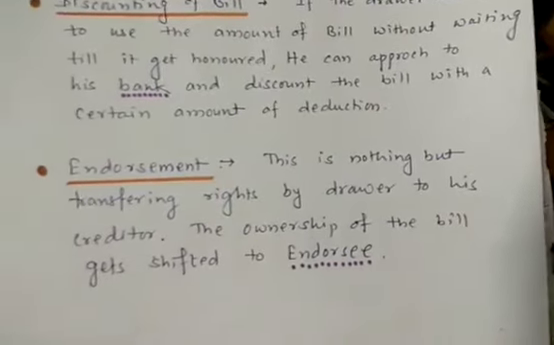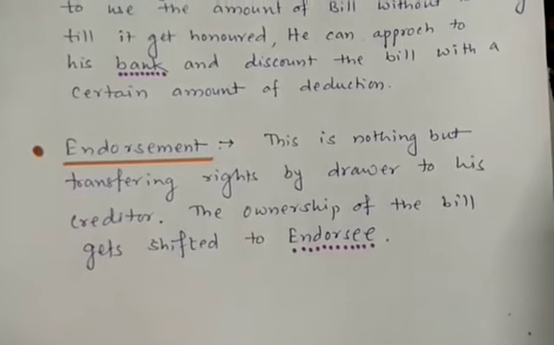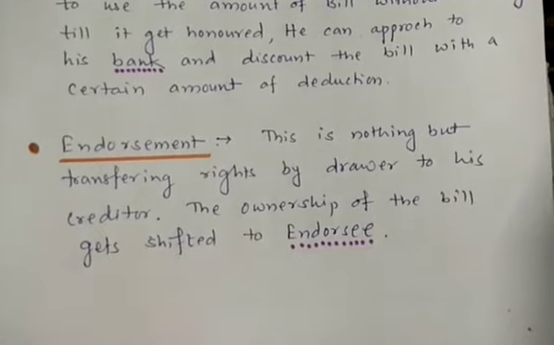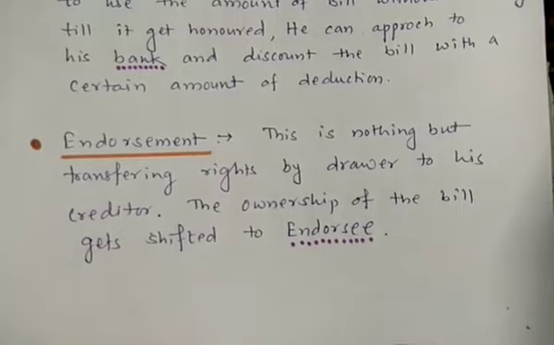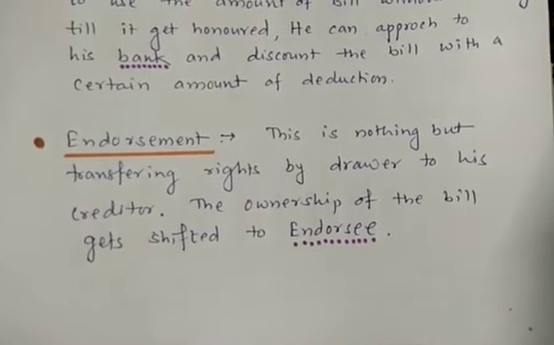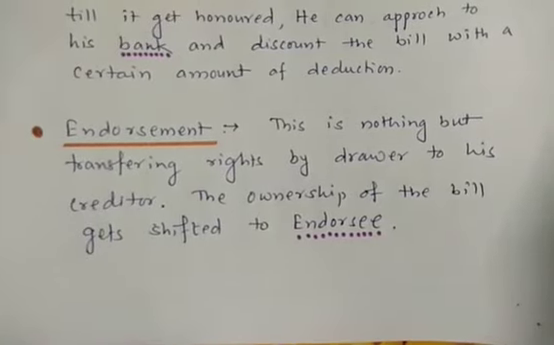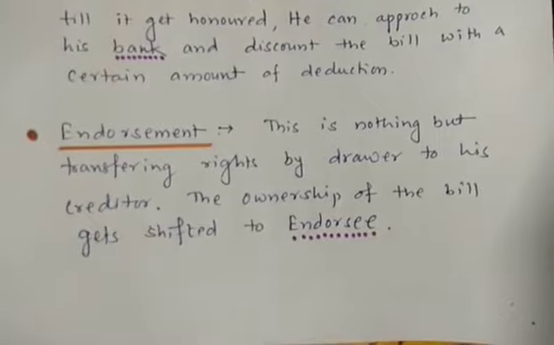Otherwise, the bill can also be used for making payments. Suppose his creditor, Mr. X, has the same amount to be paid. The bill can be transferred to him. This process is called endorsement, and the person to whom the bill is transferred is called the endorsee. In this case, ownership of the bill transfers from drawer to endorsee.